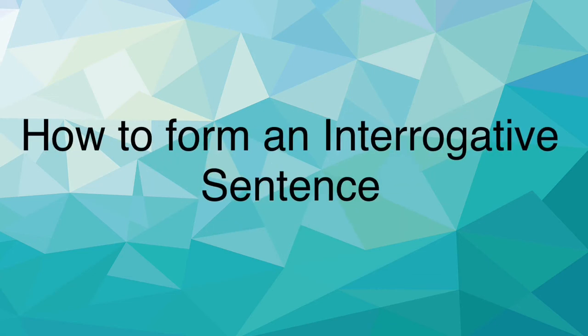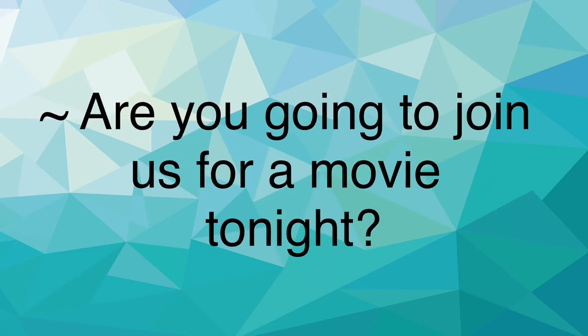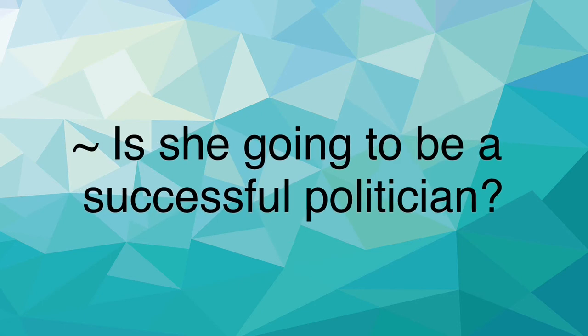To form an interrogative sentence, we place the to be verb in front of the subject. Are you going to join us for a movie tonight? Is she going to be a successful politician?